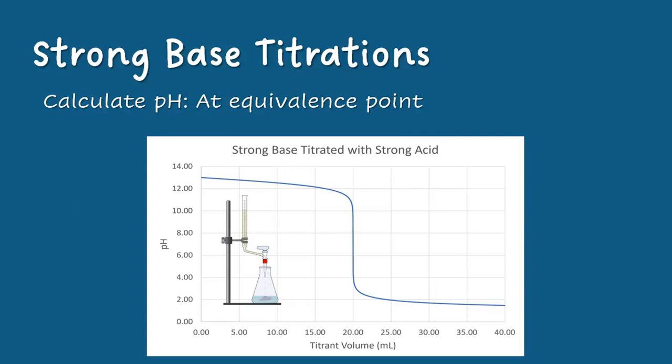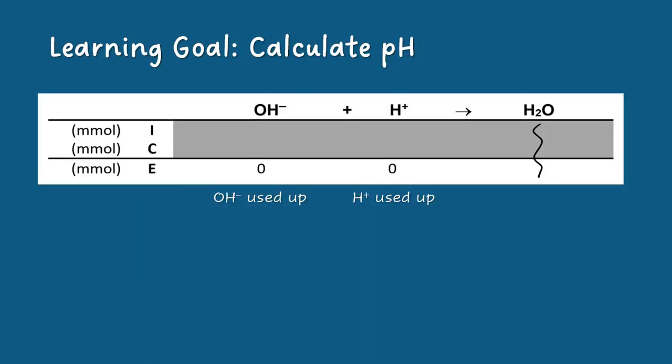Hi everyone! This video looks at a strong base titrated with a strong acid and will focus on the pH calculation at the equivalence point. If the titrant volume in the problem is more than 0 milliliters, then we know that we have to set up a millimole table. The E row of this millimole table tells us where we are on the titration curve and guides us as to how to proceed with the pH calculation.